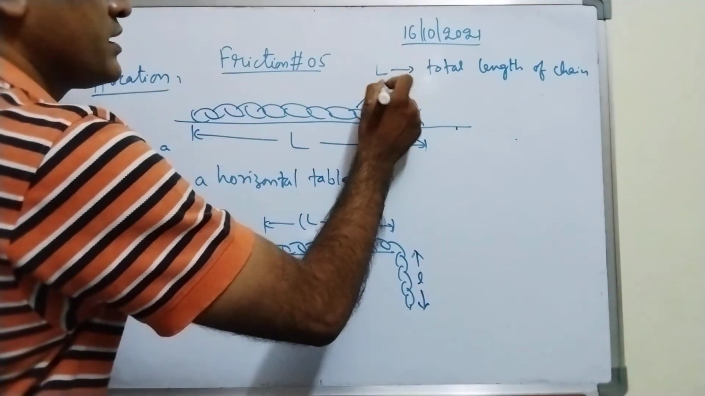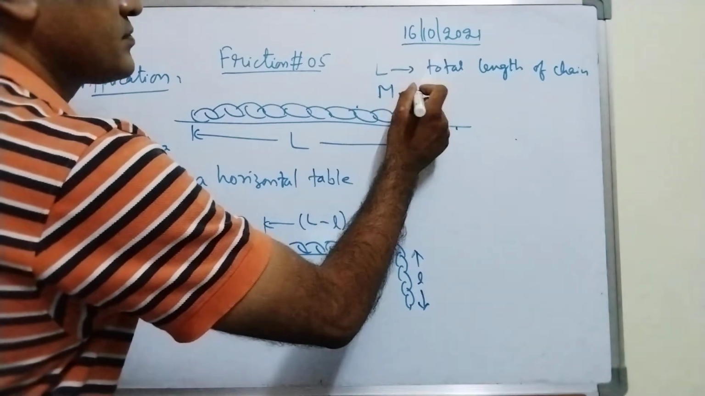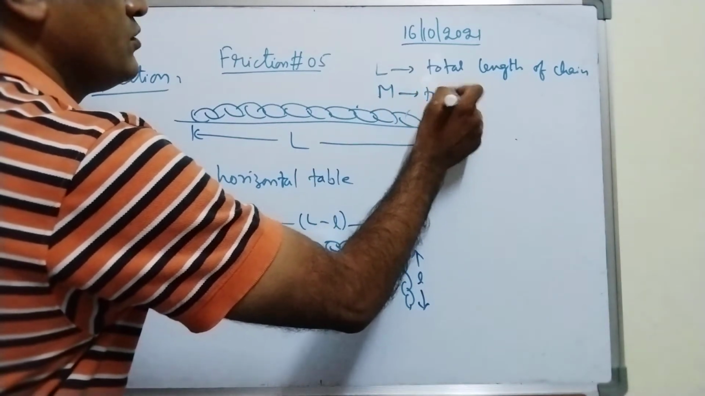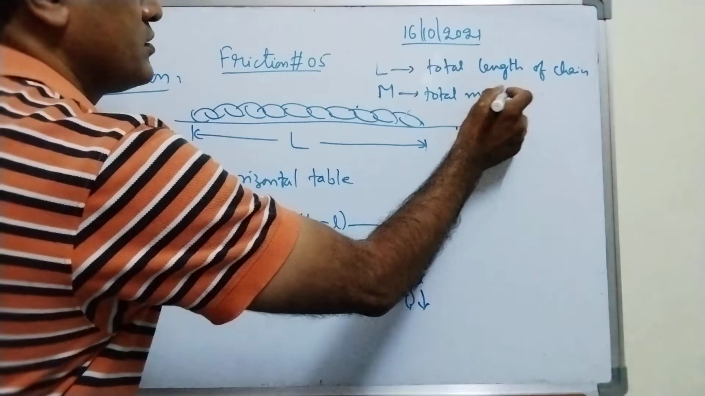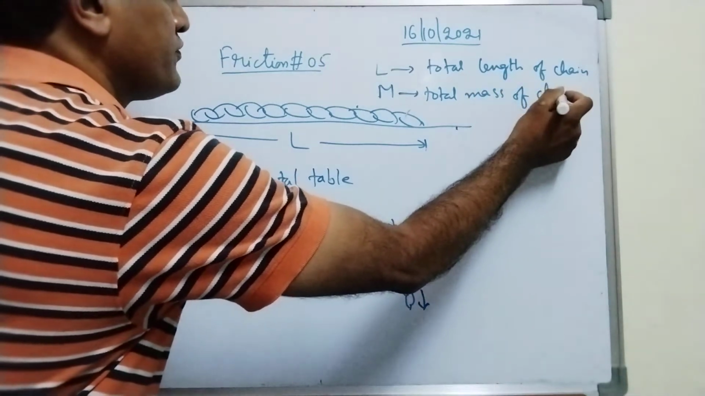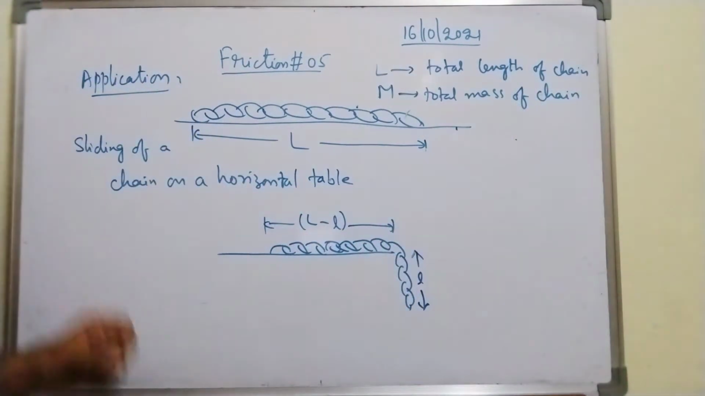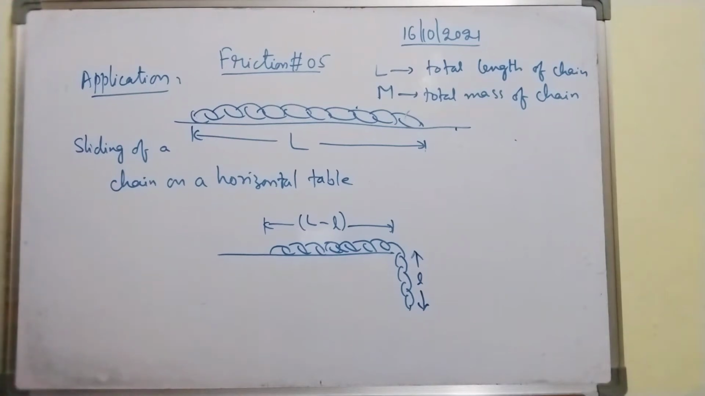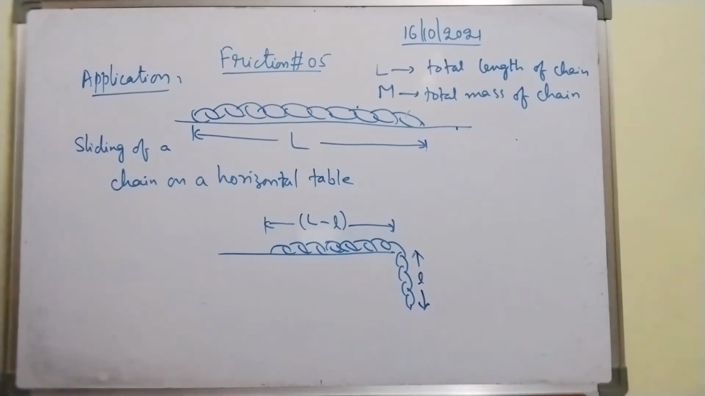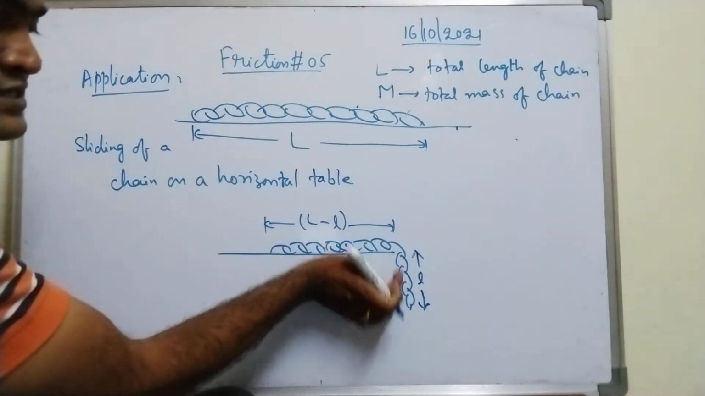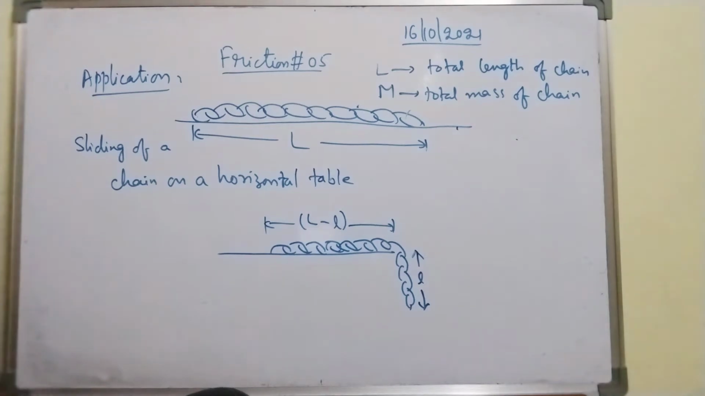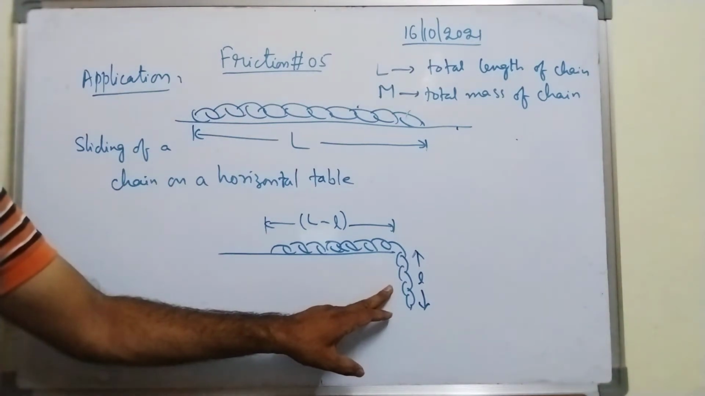Capital M is the total mass of the chain. If I consider small m as the mass of the hanging part, anyway I don't want to write mg further.